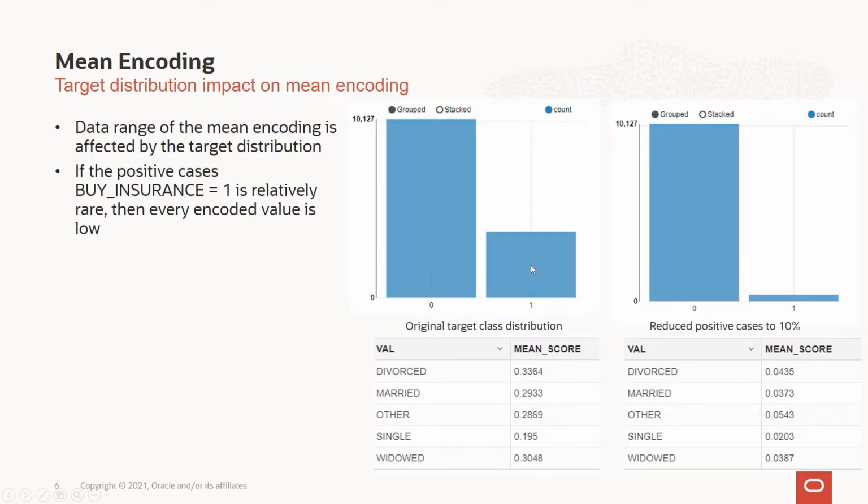here. But what if we throw away a lot of the possible positive labels and we create a highly imbalanced data set? Like we only keep positive cases to 10%. This data set then became imbalanced, and this creates trouble, of course. And this mean encoding score, you can see, changed with the target distribution. Right now they all drop to a very low value, and this is not ideal. This is because all the encodings look almost the same level.